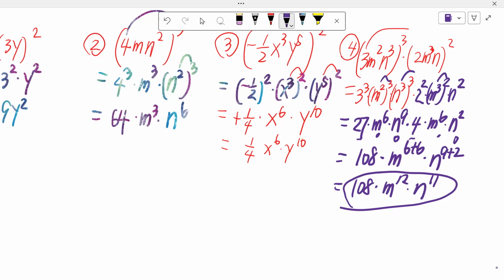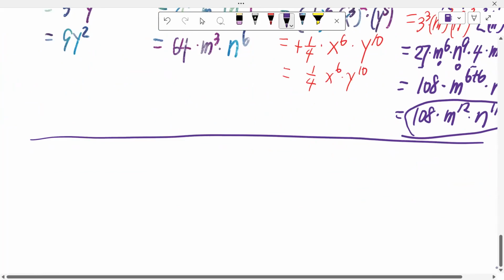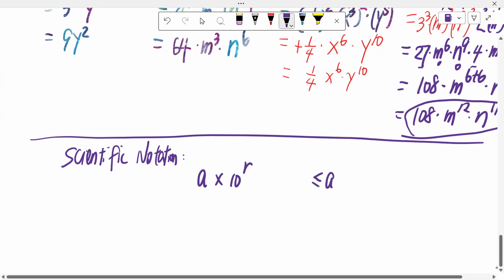The next thing we're going to talk about is scientific notation. It's also kind of like exponents. Now we have something like A times 10 to the r, right? And here A must be greater than or equal to 1 and less than 10. So A is a number between 1 and 10. It could be 1, 1 is okay. And r is an integer, right?